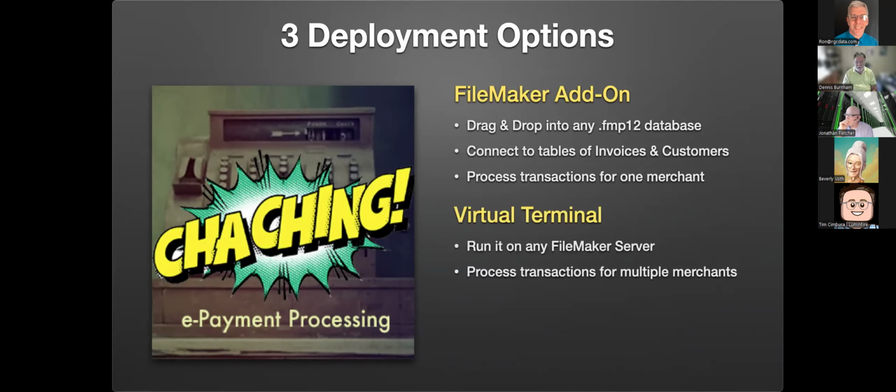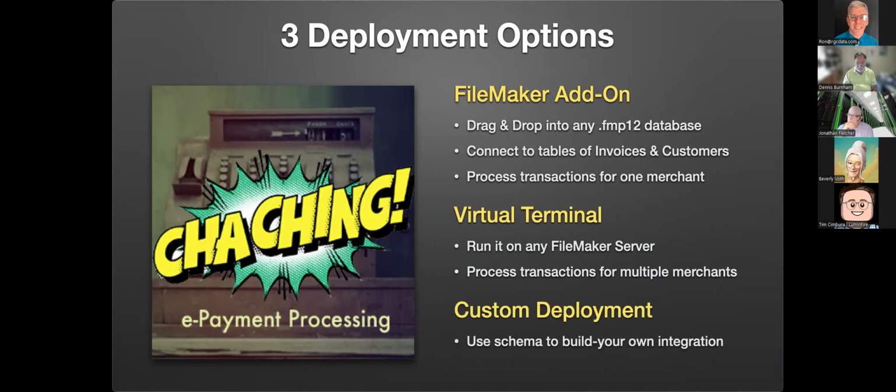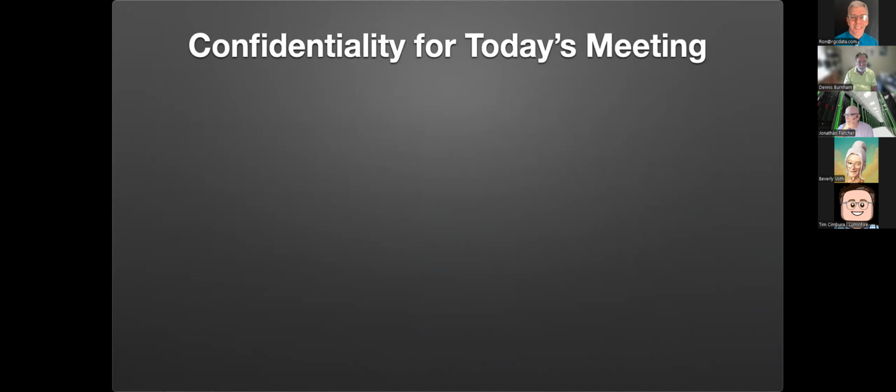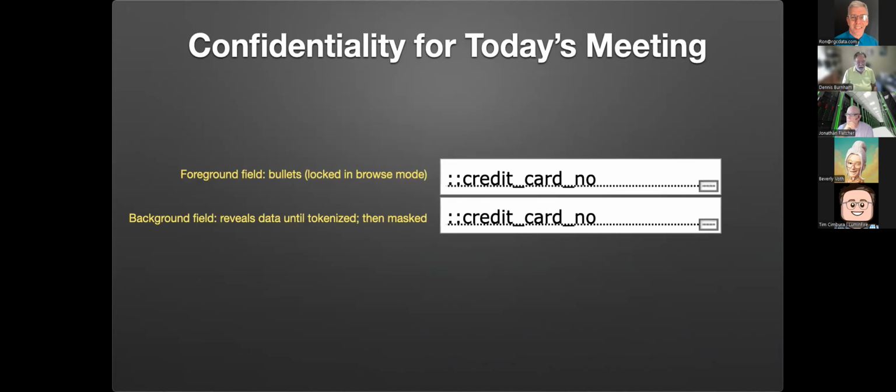So the second method sets it up as what I'm calling a virtual terminal, where you run this FileMaker database on any FileMaker server, and then you can point to it from as many different customer merchant accounts as you need to. And the third method is, because we're all developers and we like to do things our own way, like Jonathan said a little while ago, you can use the schema that's in here to just build your own custom integration.